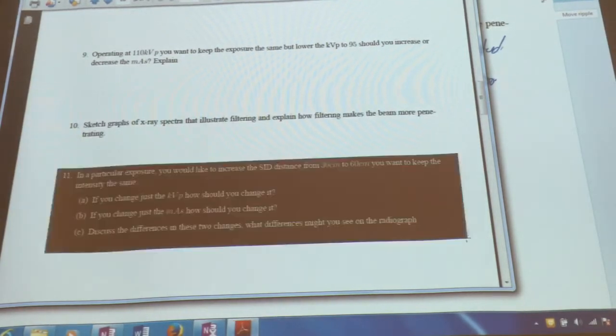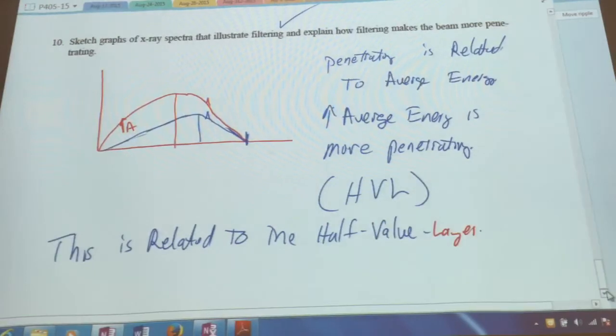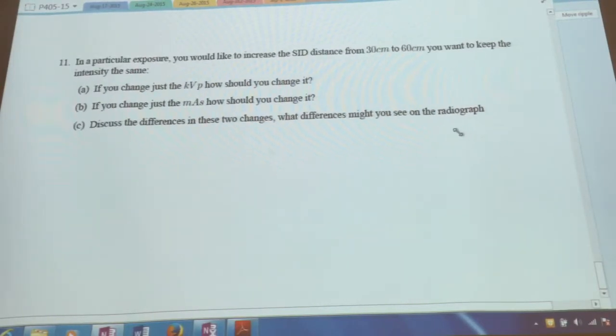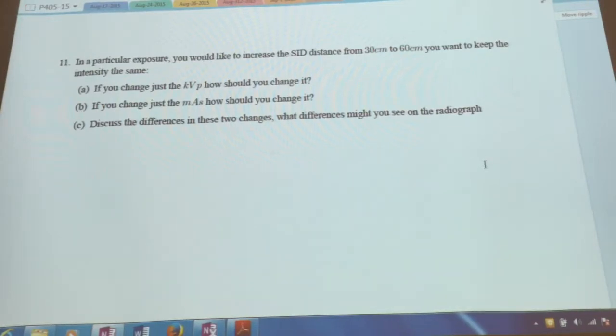Try number 11. At one point I got creative here. Not a good idea. Okay, you have an exposure. You would like to increase the distance, and you want to keep the intensity the same. So now this has to do with those proportionality formulas: KVP, MAS, and distance. We want to keep the intensity the same though. So what is that? I1 over I2 would be 1. Yes, thank you.